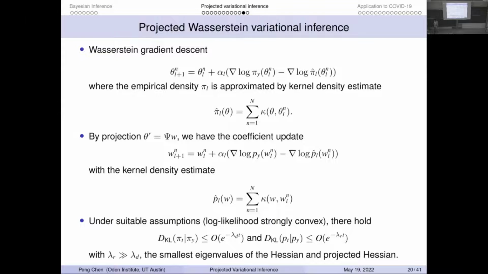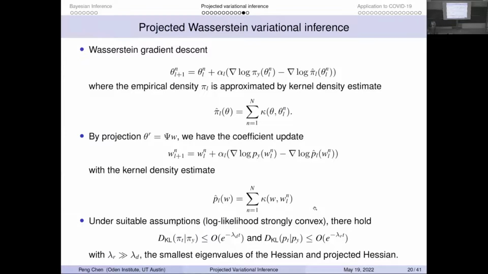And the last one was about projected Stein variational inference. This one is a projected Wasserstein variational inference. The big difference is here. In the Wasserstein gradient descent, we have to estimate the empirical density by, let's say, kernel density estimate using some kernel functions. But now, if we project into low dimensions, it's a similar dynamics, but you estimate the kernel density in the low dimensions.